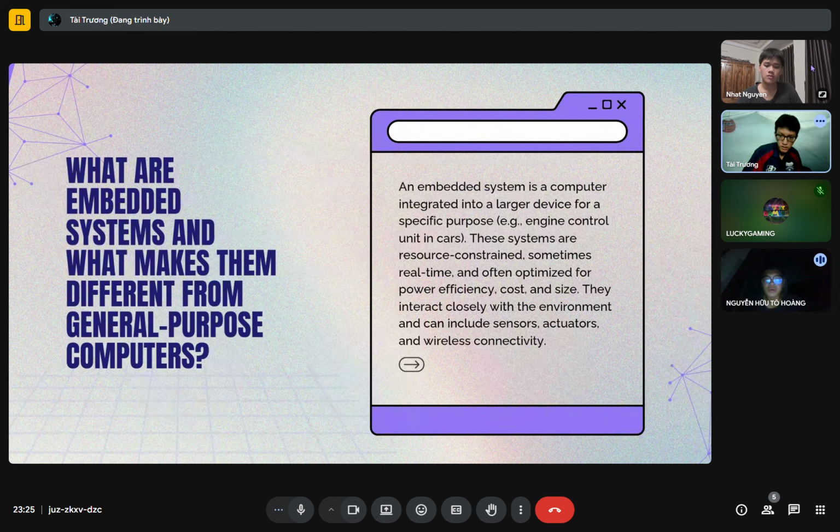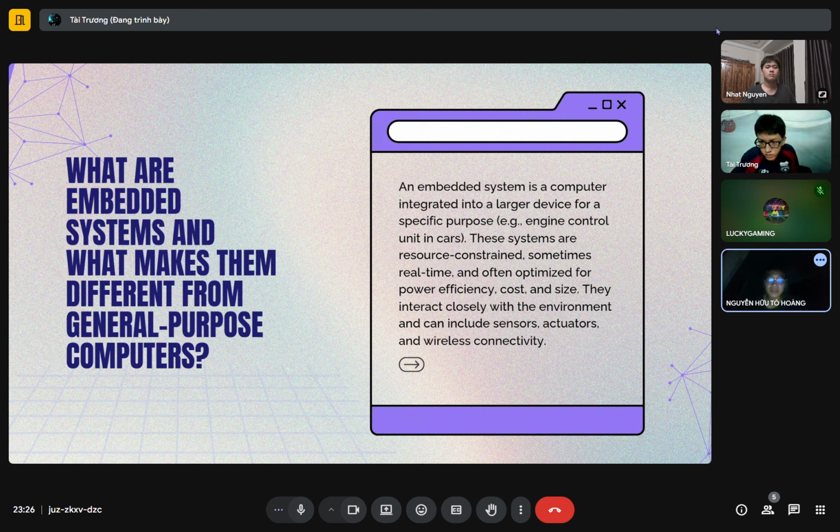So if you research about cloud computing, you have to research about embedded systems. So what are embedded systems and what makes them different from general purpose computers? An embedded system is a computer integrated into a larger device for a specific purpose, like the engine control unit in a car, or like a camera.